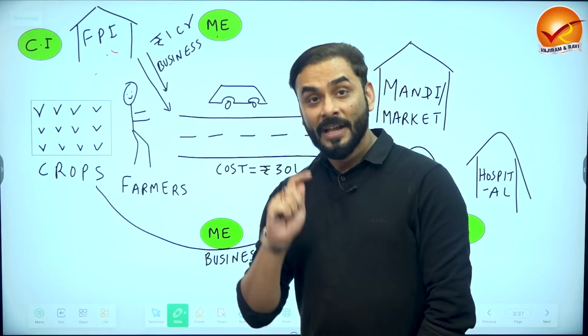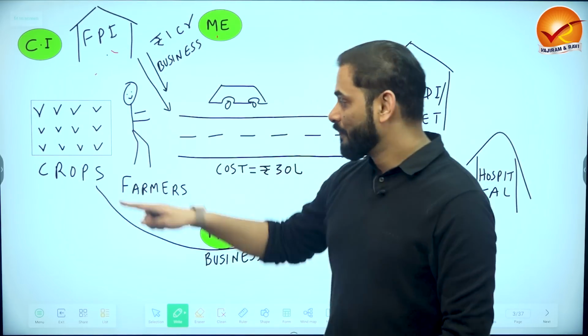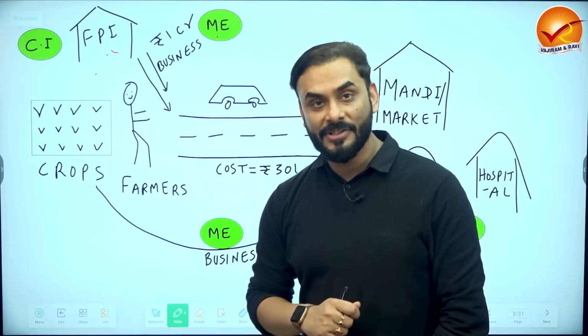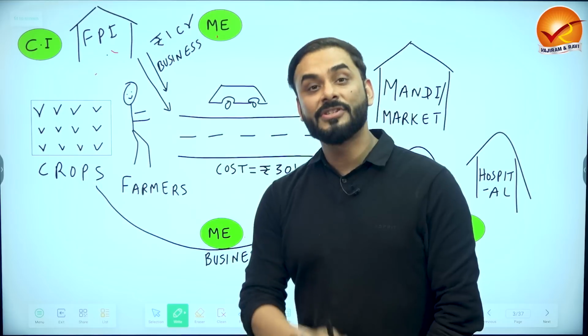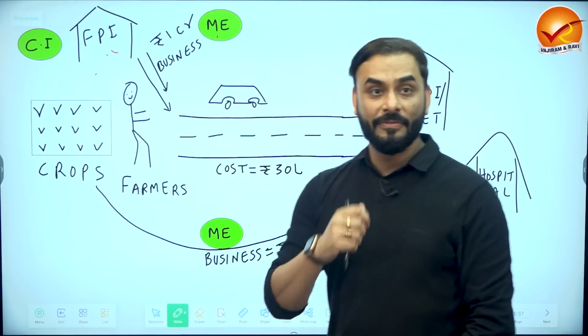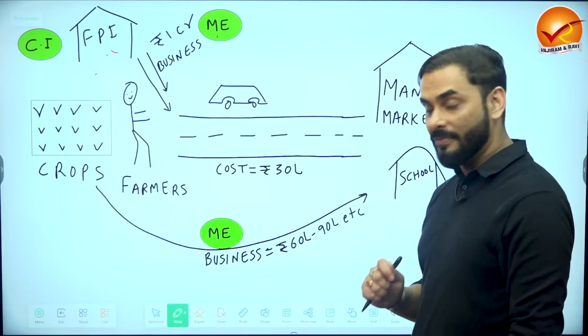So what did we observe? When we have new infrastructure, so multiplier effect happens and GDP of India increases. Crowding in effect happens, investment increases, GDP increases, isn't it? Now there is a third effect which is even more beautiful. What is the third effect?